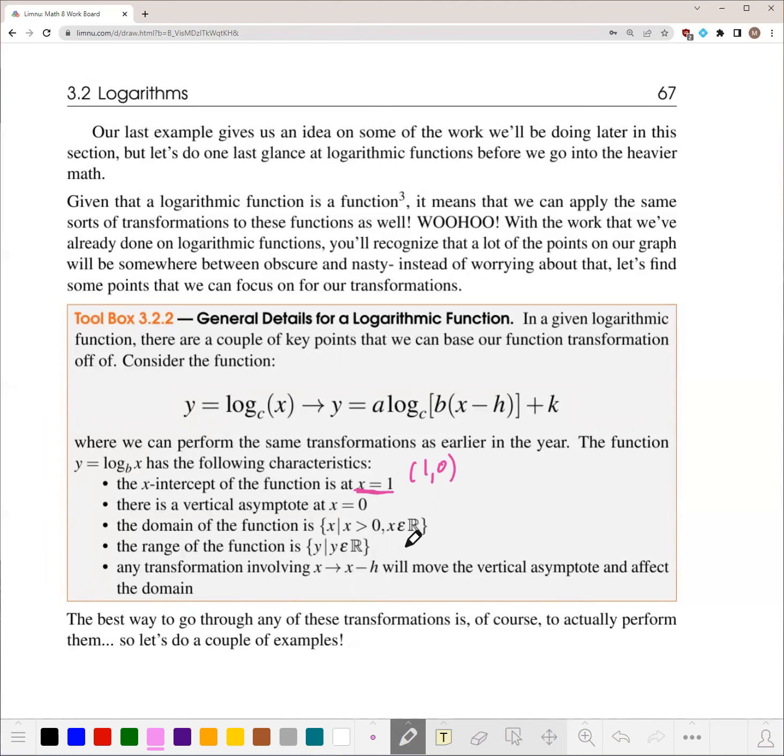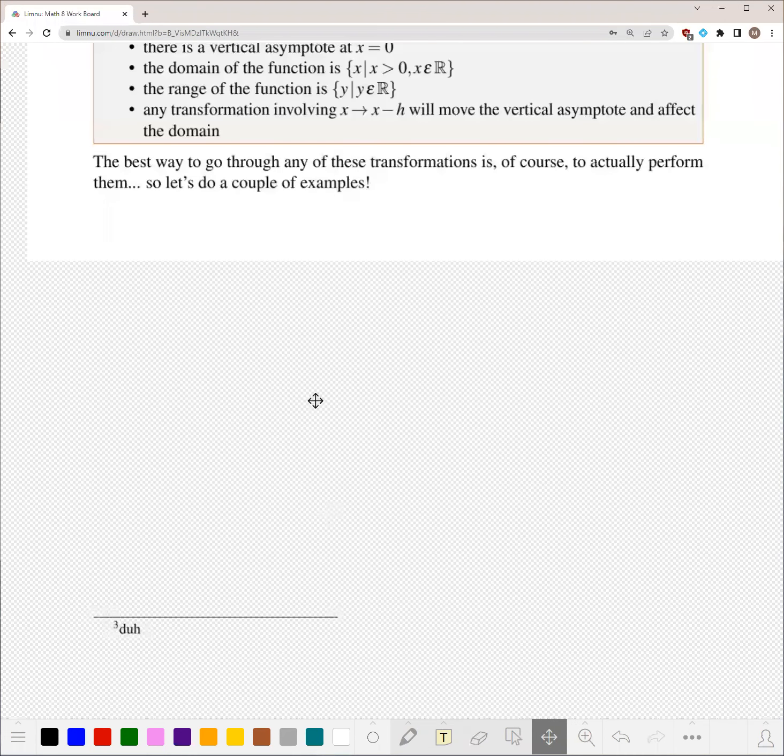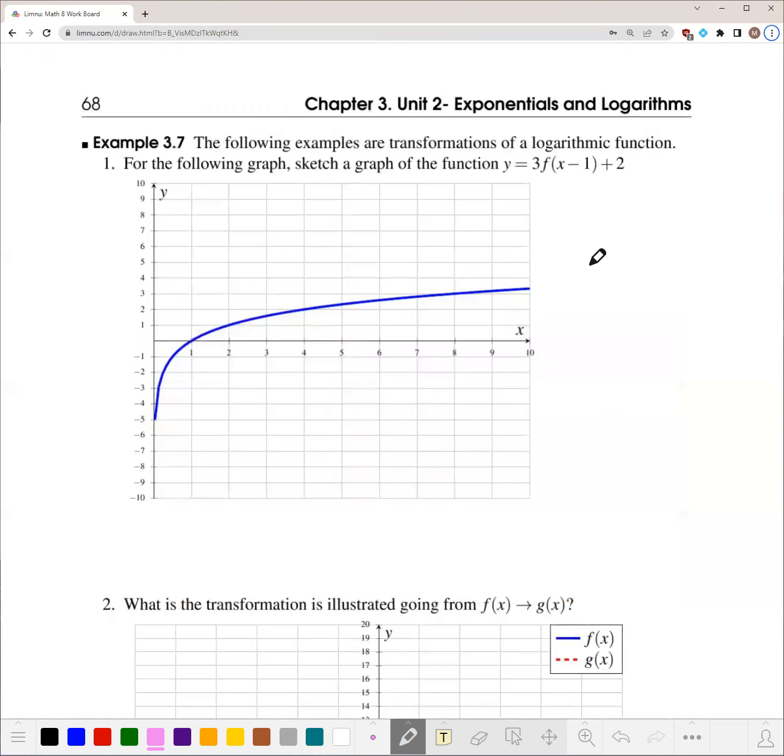Now, it's maybe obvious that if I move my exponential graph vertically, it moves the asymptote. If I move my transformation of the logarithm horizontally, it's going to move the asymptote. So let's look at a couple examples of transformations with these graphs. First, we've got a function graphed out here, and we need to draw the function 3f of x minus 1 plus 2. So let's go ahead and perform this stretch.